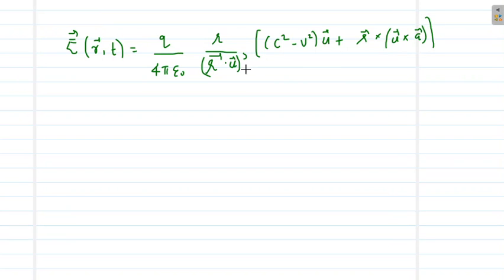So this is the equation of electric field, and the equation of magnetic field was found to be B bar equal to 1 by C into R cap cross E bar of R bar comma T. So from this equation you can write the equation of magnetic field as well. Let us have a brief idea about the concepts that are contained in these equations.